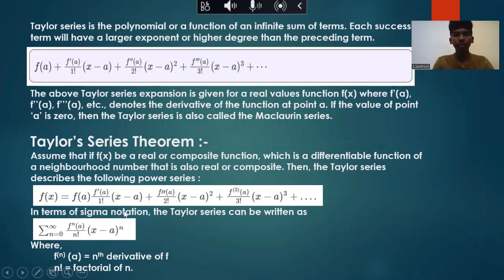And this can be given in terms of sigma notation, that is sigma of f^(n)(a) divided by n factorial into (x minus a) whole power n. That is what will be the last term of the series also, and this is the sum of all those terms. Where f^(n)(a) equals the nth derivative of f, and n factorial is the factorial of n. That is, how many differentiations we are doing, that will be the number over here as n, and you'll be taking the factorial over here.